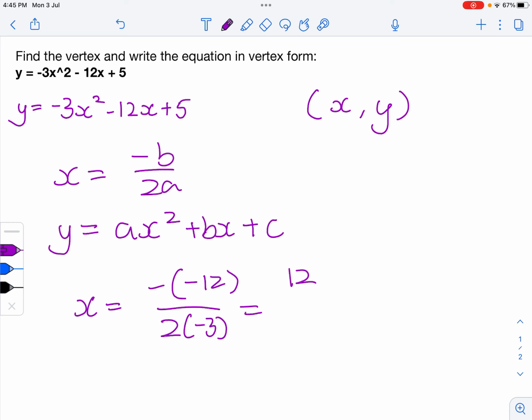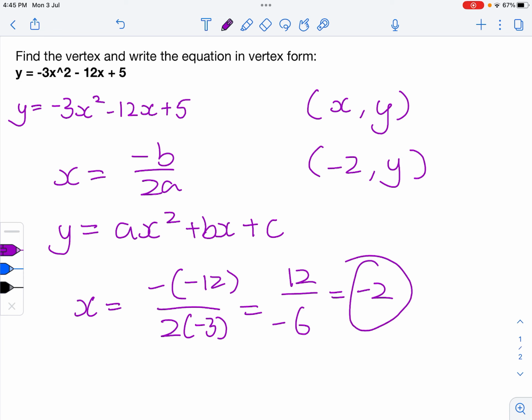And when we put this in, negative negative 12 becomes positive 12, and 2 times negative 3 is negative 6. And so when I simplify it, I get negative 2. So I already have the x value, so I can just put it in first. We have negative 2 comma y. Now the second thing that we want to do when you find the vertex is to substitute x as negative 2 and then solve for y.